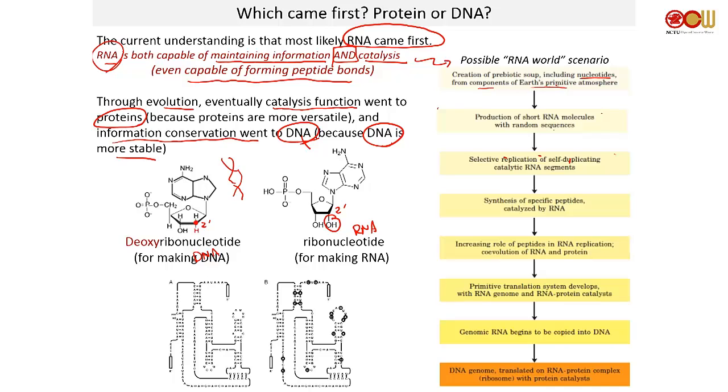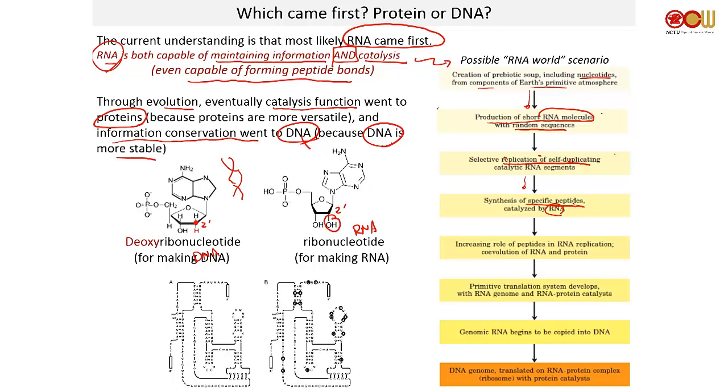So it says creation of prebiotic soup, including nucleotides from components of Earth's primitive atmosphere, like what we saw in the Miller-Urey experiment. Towards that, you get some small chances of production of short RNA molecules with random sequences. Now, the key is, of course, random. Having random RNAs, some sequences are good in a way that they can self-replicate. They can make more of the same RNA. And then through random chance again, you start to be able to synthesize RNAs that can catalyze peptide bond formation. They can make proteins now.